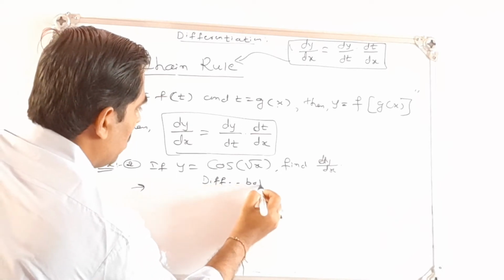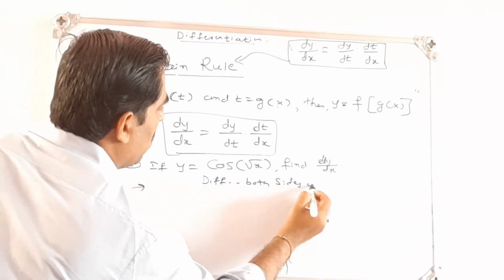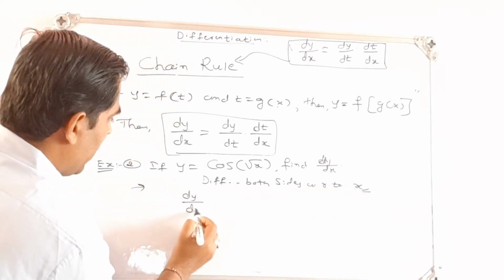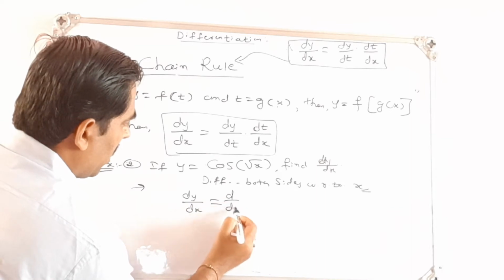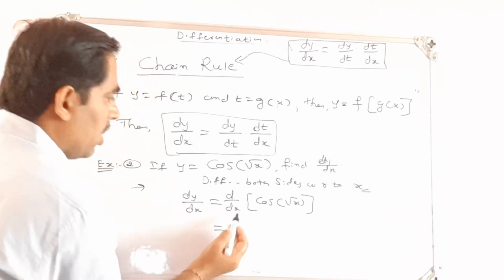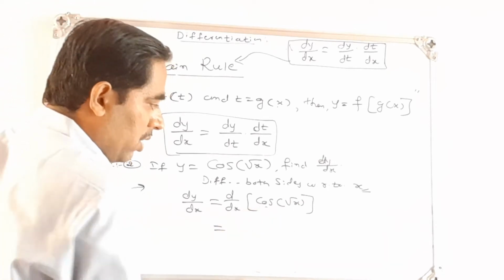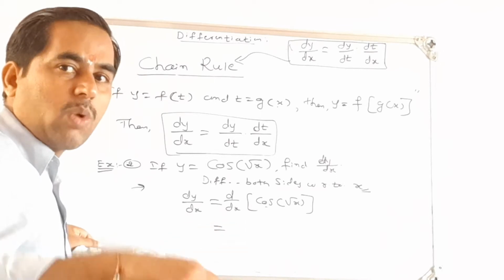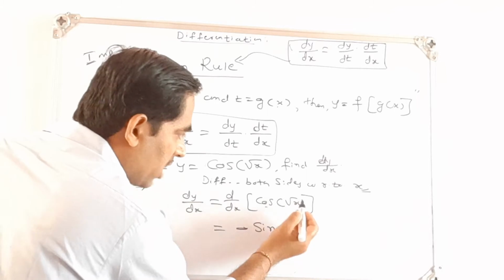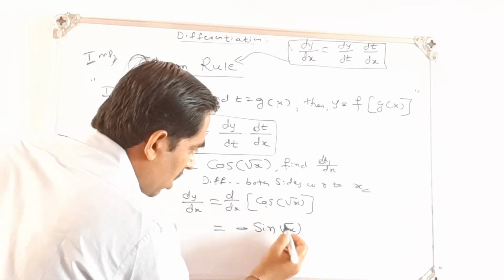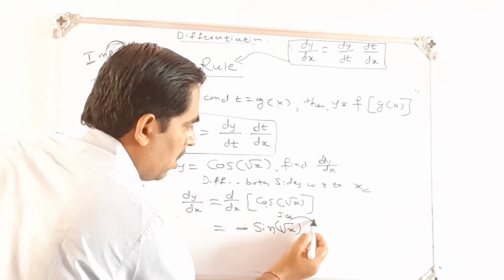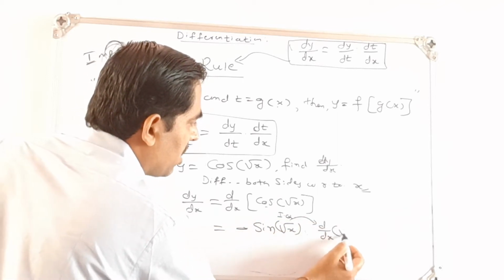So differentiate both sides with respect to x only. Then the left hand side will be dy by dx. Then you apply the differential operator on the right hand side, d by dx of cos root x. Once again, I have taken the example of cos. The derivative of cos x is minus sin x. I have to write that minus first. Here x means root x. This is the inner quantity, as I told in the first example, into the derivative d by dx of that inner quantity.